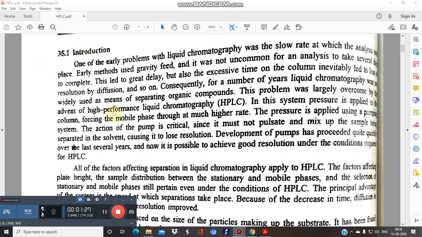Okay, so that is where the advent of HPLC starts, and as we have already covered, we apply systematic pressure to the column, forcing the mobile phase to move at a higher rate. Okay, and the pressure is applied using a pumping system, and we have also covered that different types of pumps are used in HPLC.